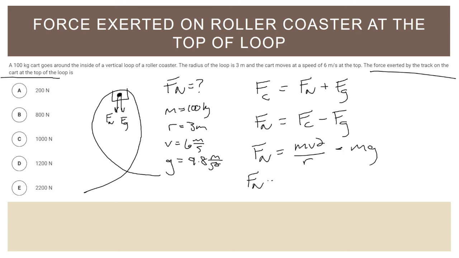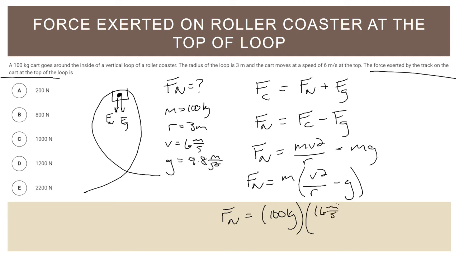And so the normal force is going to be, I'm going to actually just factor out the m. So I have m times v squared over r minus g. And so plugging in my numbers here, I've got my mass, 100 kilograms, and then I'm multiplying that by v squared, so that's 6 meters per second, whole thing squared, over the radius of the loop, 3 meters in the denominator here, and then I've got minus g, which of course is 9.8 meters per second squared.